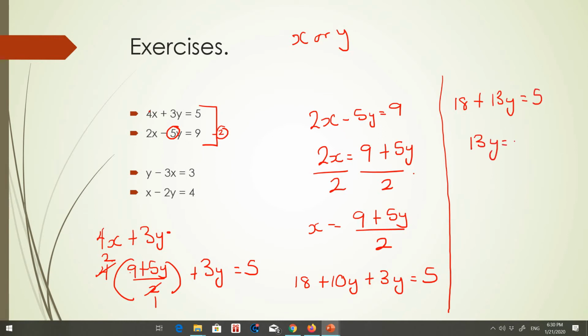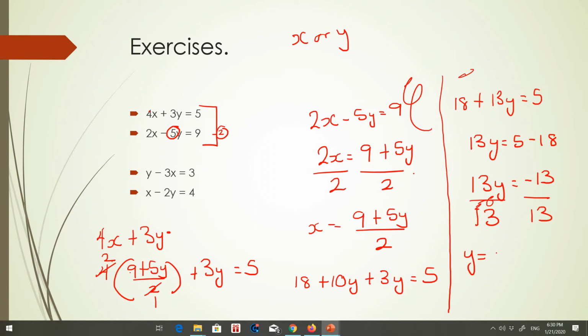13y equals 5 minus 18. So we can say 13y equals minus 13. Now we can divide both sides by 13. Sorry, something is wrong with my pen. Okay, it's working now. Divide both sides by 13, and we're left with y equals minus 1.